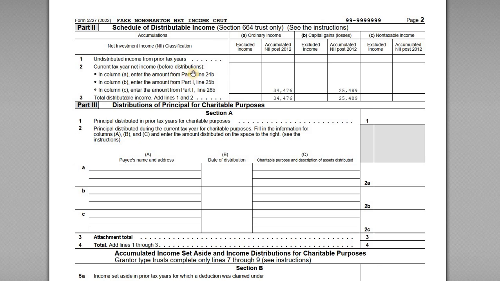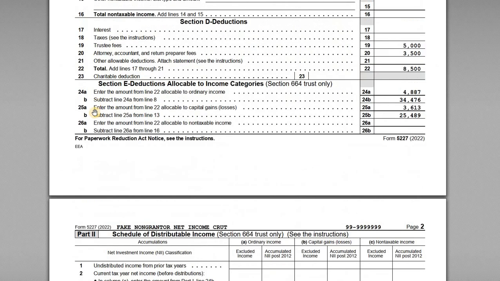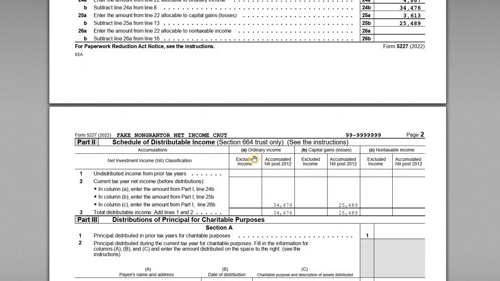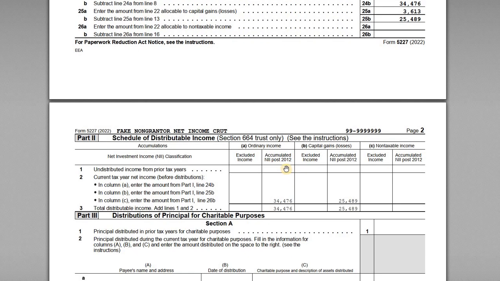Current year net income or loss before distributions. So column A, enter the amount from part 1, line 24B. So that's a reference to this section up here, right? So our net amounts are flowing down to part 2 here. Now, the difference in excluded income versus accumulated net investment income post 2012. So this is a reference to that net investment income tax, that 3.8% tax.